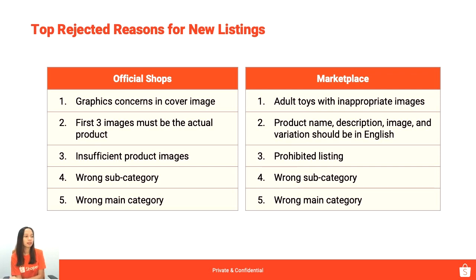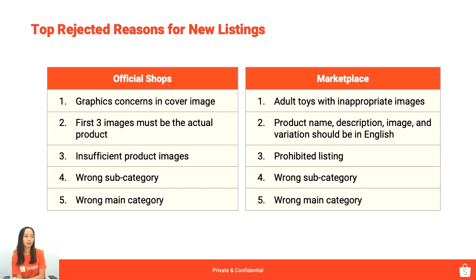Second is product name, description, image, and variation should be in English. So, kapag Filipino naman, hindi tayo masyadong strict, but gawin nating best practice na naka-English na yung ating caption, yung description, kahit yung mga words na nasa images. Third is prohibited listing. So, yung mga bawal na products, nililist pa rin natin siya. Let's prevent ourselves from doing that kasi magkaka-penalty po tayo.